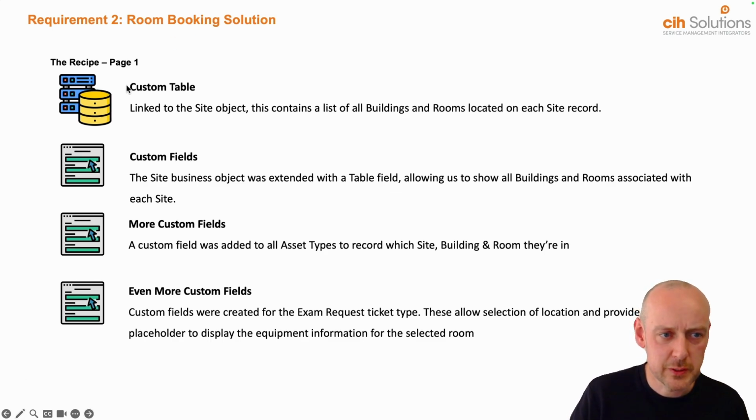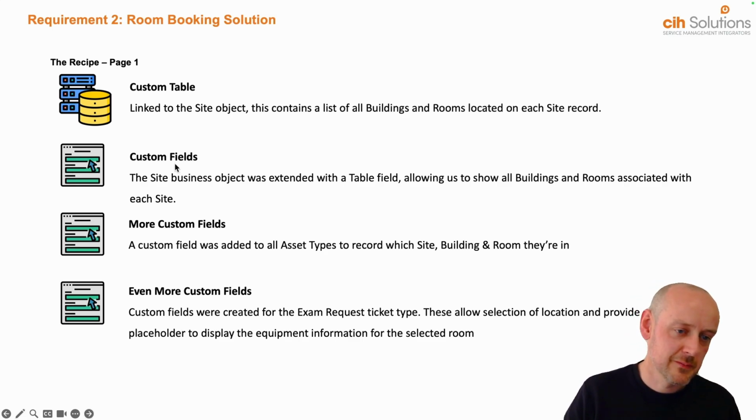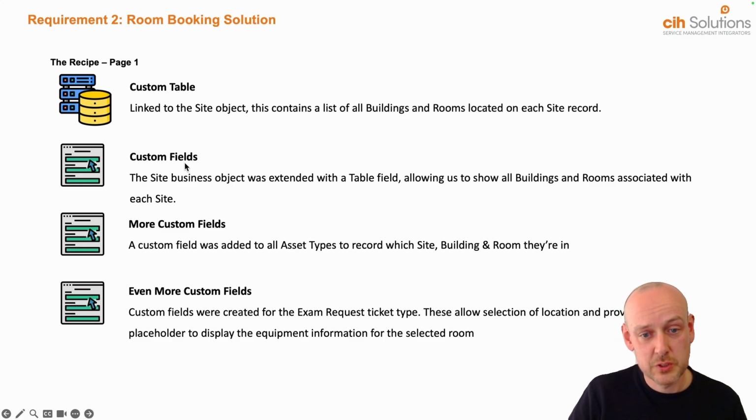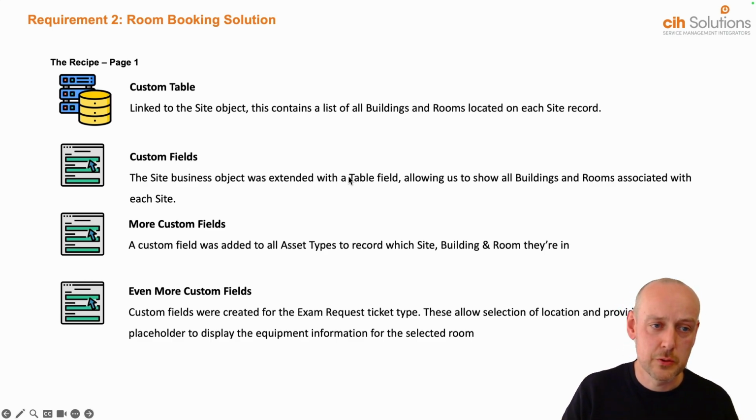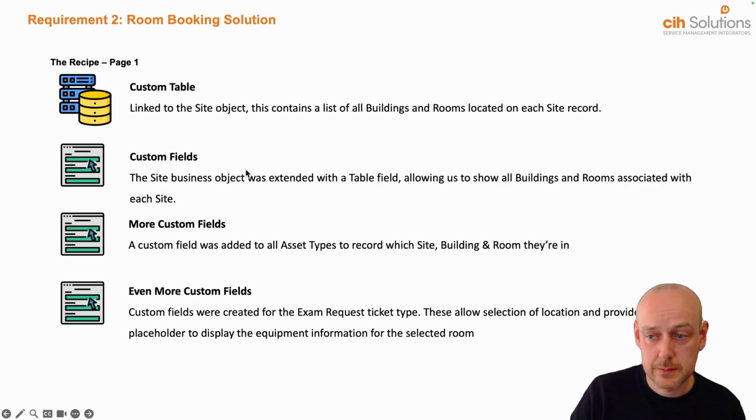Of course, we've got the custom table, and that is linked to the site object, and that contains a list of all the buildings and rooms for every site record. I'll give you a view of that in a short moment. We've got custom fields added to the site business object, so that is just a table field which allows those building and room records to be linked with sites.